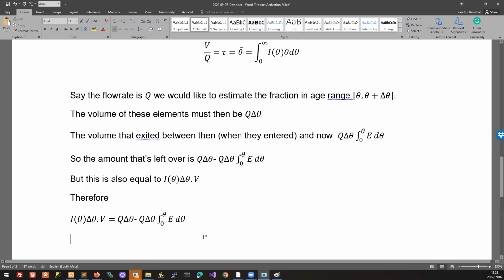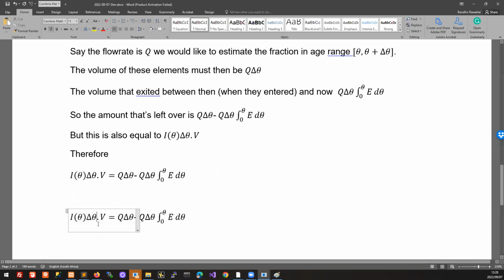And in this, we can see the delta theta. We've got a delta theta everywhere. So let's cancel the delta thetas. Well, let's leave this one first and then, yeah. So delta theta, and we can cancel the delta thetas. So that's one thing we can do.